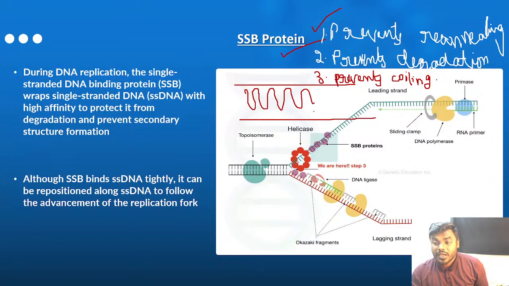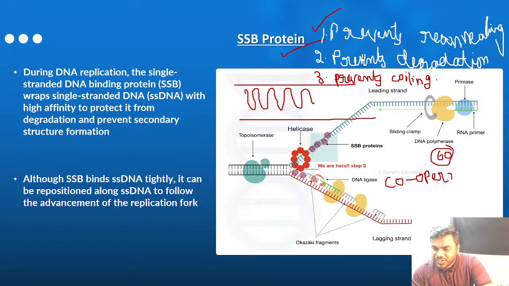Now you can ask me, sir, in total how many SSB proteins will associate? I can tell you very clearly, a total of 60 SSB proteins will be associated. Here I would like to say one more point about the SSB. All the SSB proteins work in a cooperative fashion. What do you mean by that? They work in a cooperative fashion, which means, listen to me.